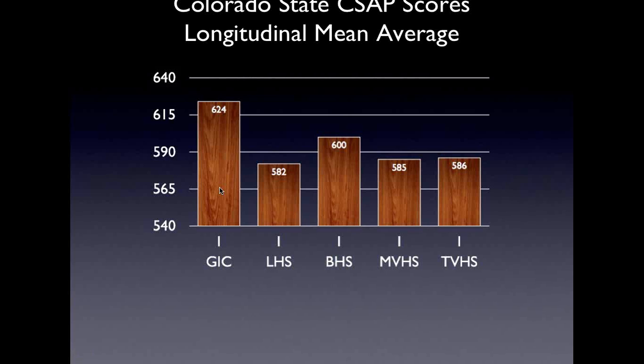So our state testing, all of our kids take them, predominantly 9th and 10th grade kids in our class. The first column there on the left, GIC, is geometry construction. The numbers won't mean much to you. It just kind of shows you a relative ranking. If you take the scores over the last 5 years average, we haven't received our 6-year score. Our 5-year average is 624 versus the four-wall classroom at Loveland High School. That's your second column, is 582.